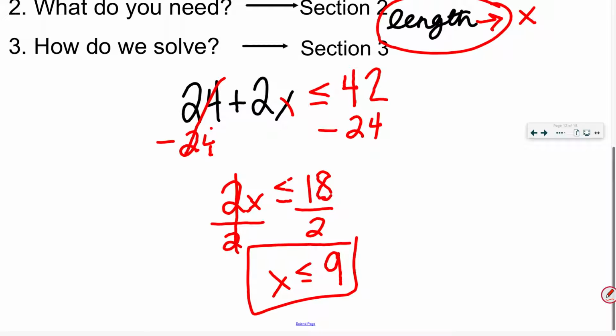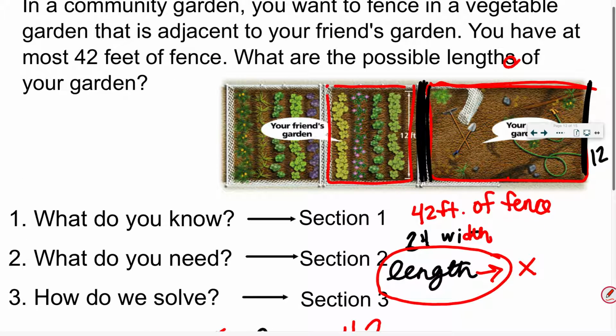What does that mean? For each length, you could use up to 9 feet. 9 feet. So my fence length could be 9. What else could it be? 8, 7, 6, 5. It could be any of the decimals. It could be like a foot. It could be smaller than a foot. You really wouldn't have 0 because then it just wouldn't really be there. But you get the idea. There's a range here, which is why that becomes an inequality.